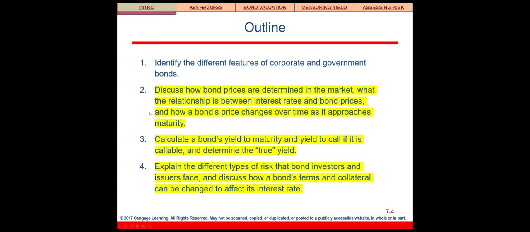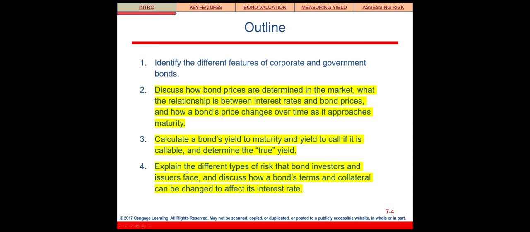The second learning goal is to discuss how bond prices are determined in the market, what the relationship is between interest rates and bond prices, and how a bond price changes over time as it approaches maturity. So basically this is related to bond valuation. And the third one is to calculate the bond's yield to maturity and yield to call, if it is callable, and determine the true yield. So this is about the bond yields, the two yields.